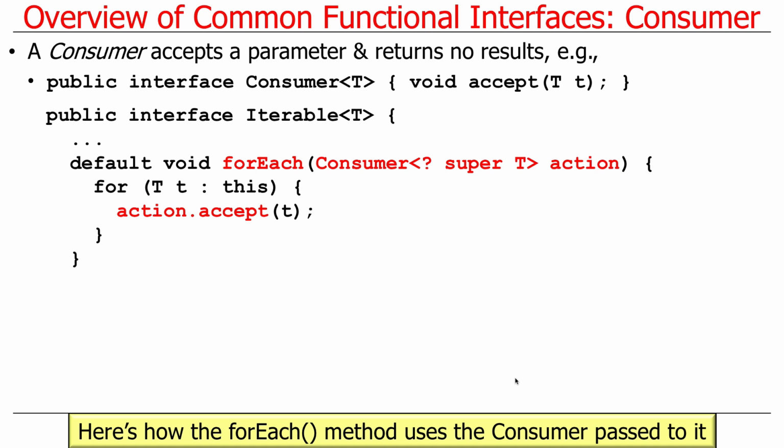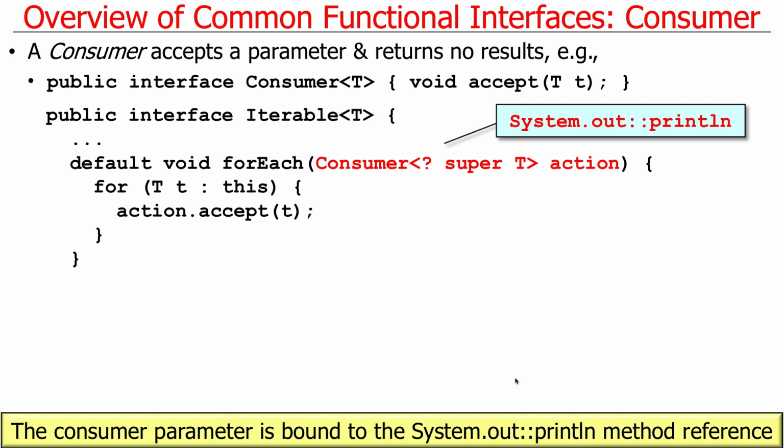And this is no different. So what you can see it does here is for each element in the collection, it's going to apply the action that's passed in as a consumer. And in particular, it's going to call the accept method on the action that's passed in. So let's take a look and see how this works in the context of our example, where we're printing out the names of the stooge threads. So here, what's passed in as the action is system.out::println, which is a method reference, which matches the consumer signature.